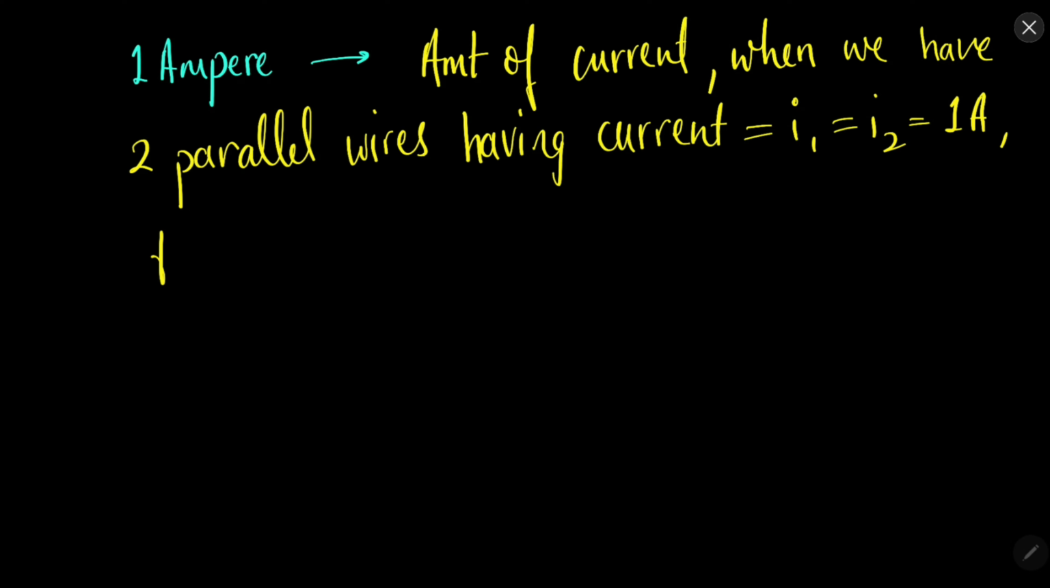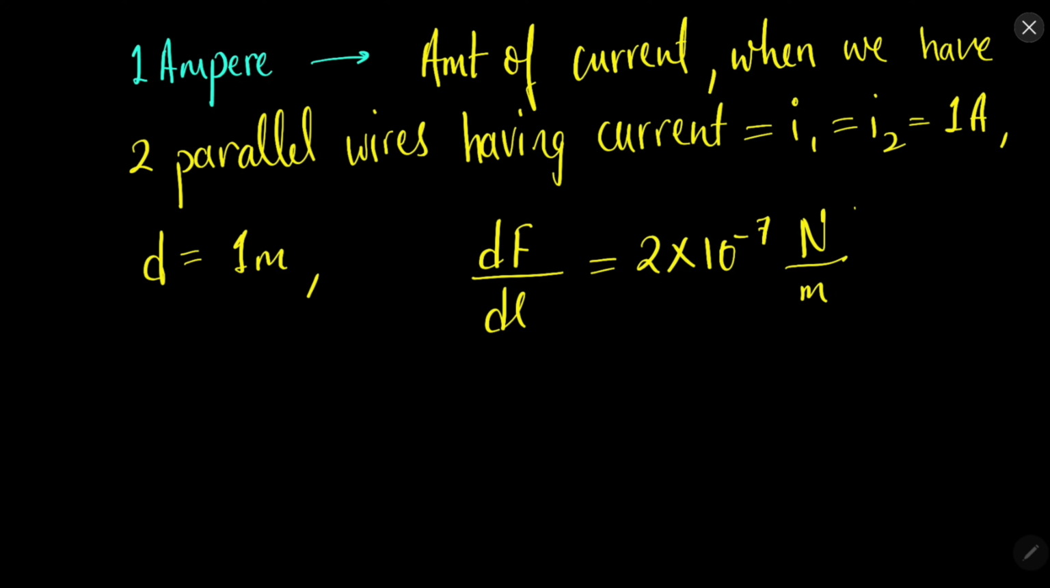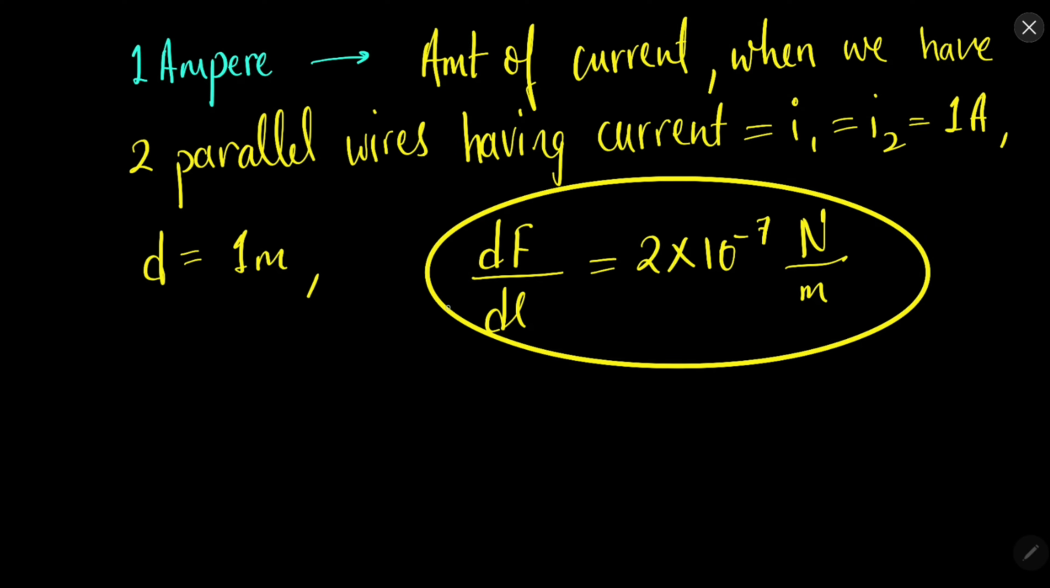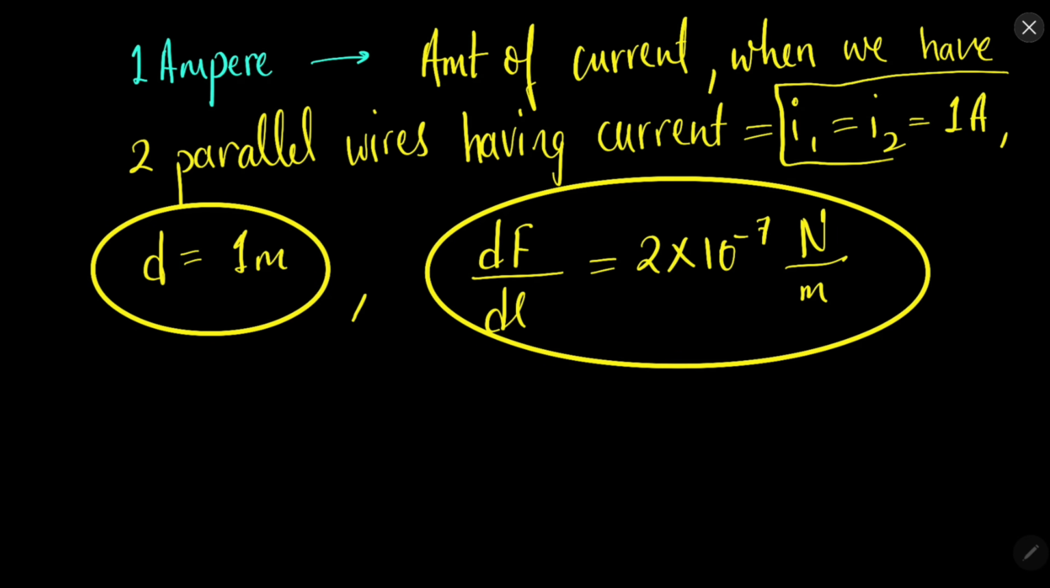And when will this be the case? When the distance between them is 1 meter. So when we have two parallel wires having current equal to 1 ampere and distance equal to 1 meter, then the force per unit length will be 2 into 10 to the power minus 7 Newton per meter. So if we have a force per unit length like this, and the distance between the wires is this, then the current is said to be 1 ampere. So what is 1 ampere? Current in a wire having force per unit length 2 into 10 to the power minus 7 Newton per meter, and distance between the wires equal to 1 meter.